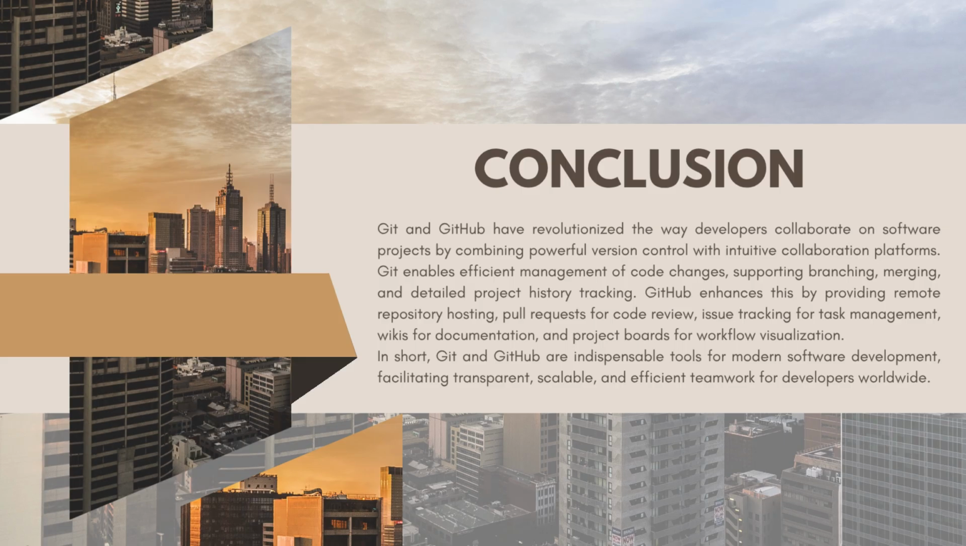Here comes our conclusion. Git and GitHub have revolutionized the way developers collaborate on software projects by combining powerful version control with innovative collaboration platforms. Git enables efficient management of code changes, supporting branches, merging, and detailed project history tracking.